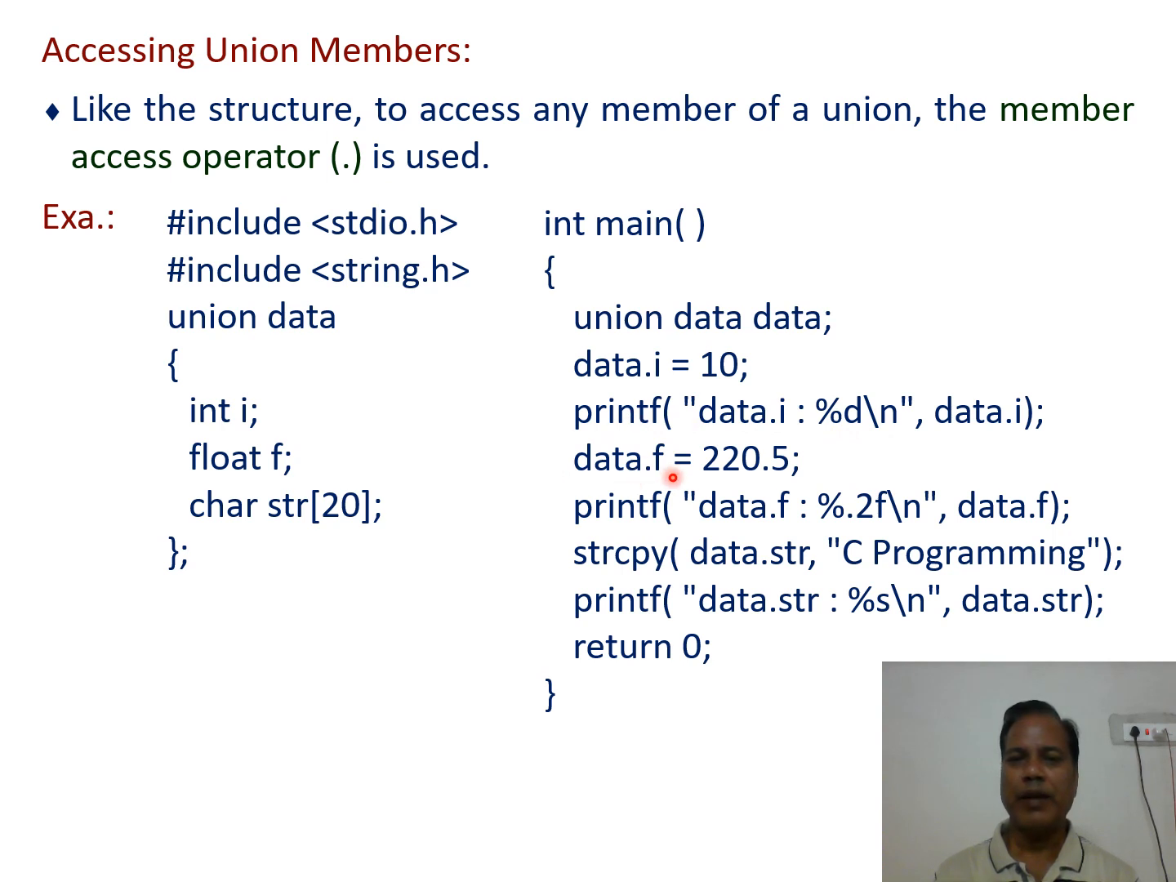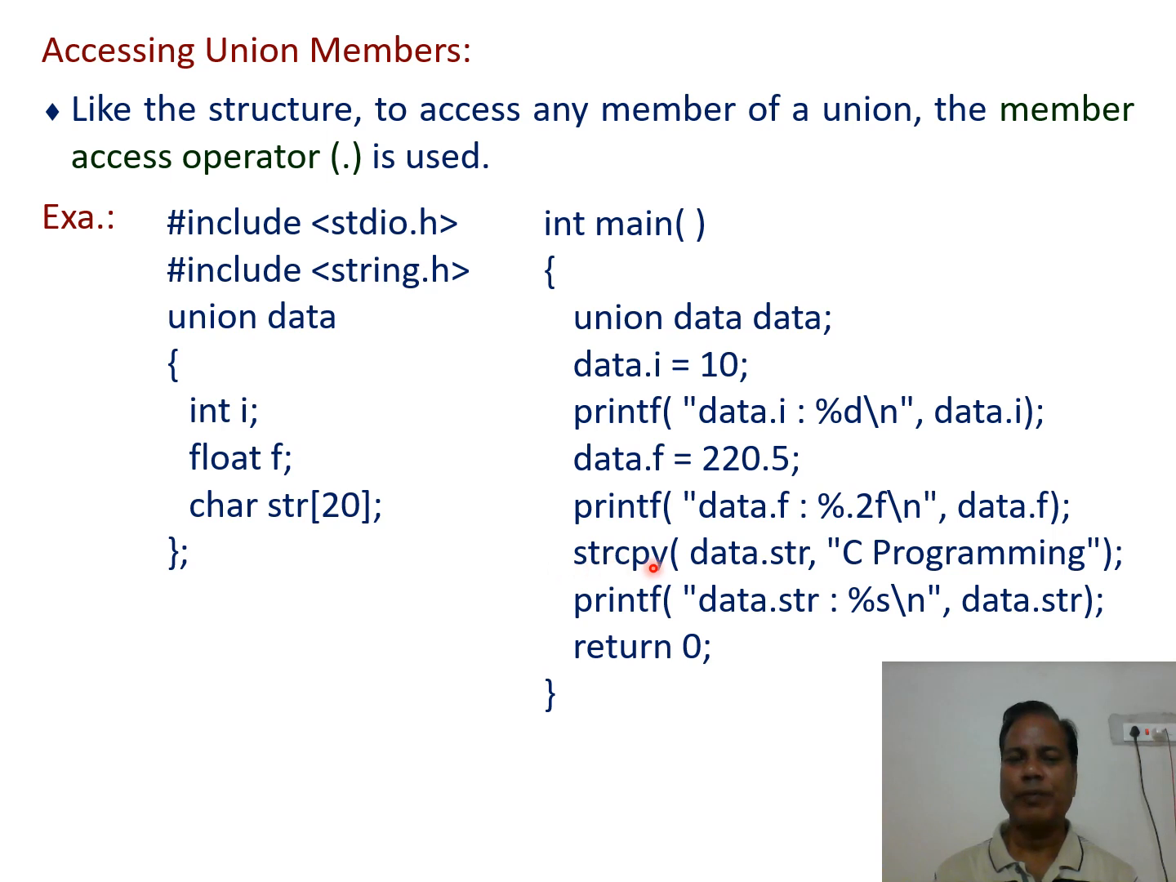Then data.f equal to 220.5. This data is assigned to the second member variable of the union. Then using the next printf statement, data.f colon, the value of data.f gets printed at this point. The .2f refers to the fact that only two digits after the decimal point are printed.